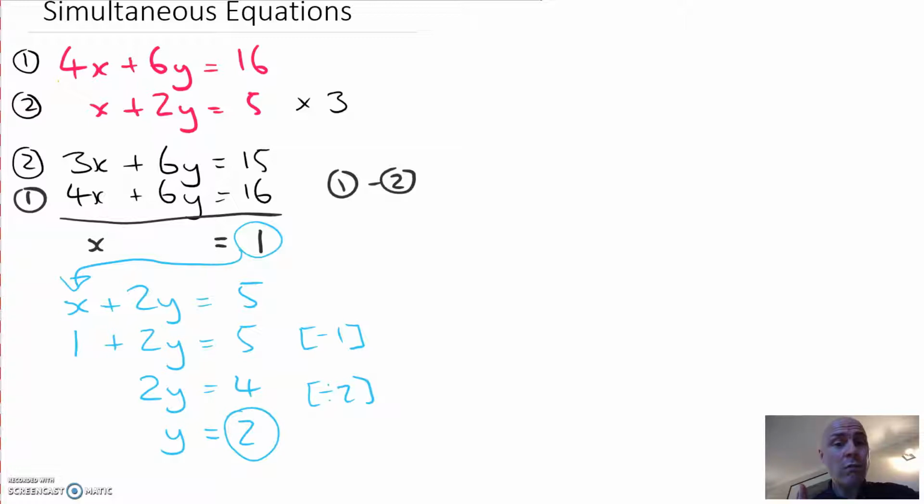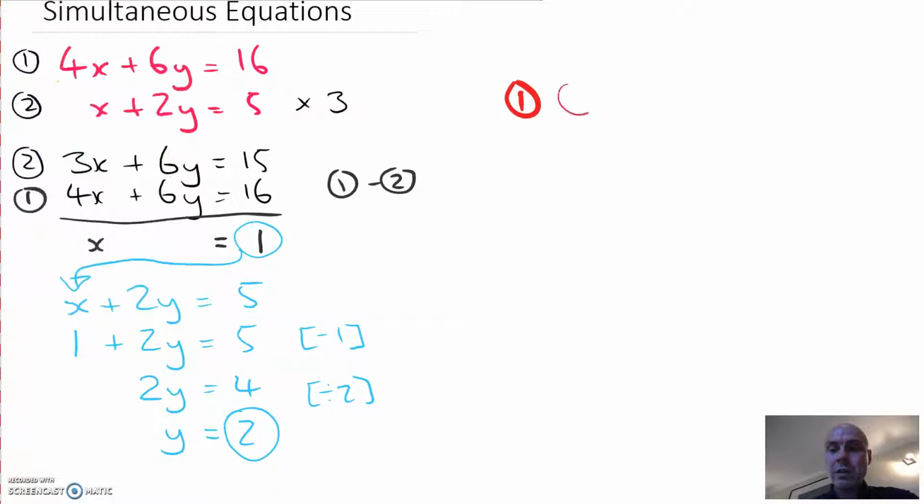But what if you're wrong? You've already made one mistake. We should check our answer. Okay, so we are now going to substitute x equals 1 and y equals 2 into both equations, just to check. So our first equation, equation 1.